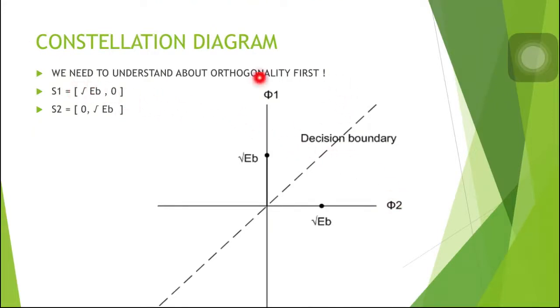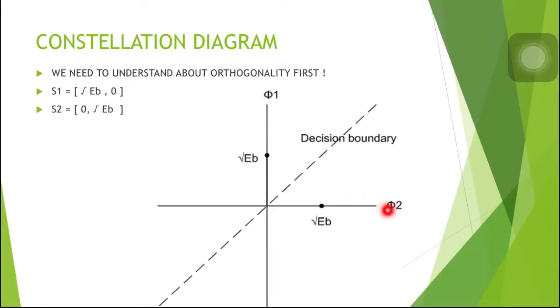For understanding the constellation diagram, we need to know about the orthogonality that we have discussed earlier. So we have here two signals. What are they? One has coordinates square root of EB comma 0, and one has coordinates 0 comma square root of EB. So what does that mean? This can be S1 and this can be S2, right? We have two axes, phi1 and phi2. The x-axis is phi2 and the y-axis is phi1.